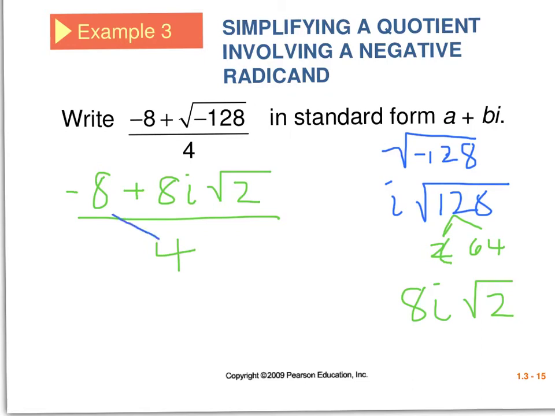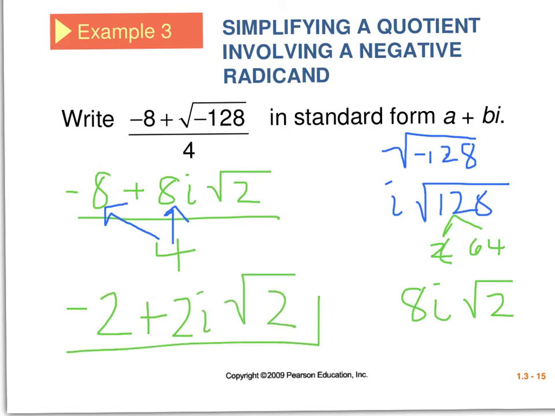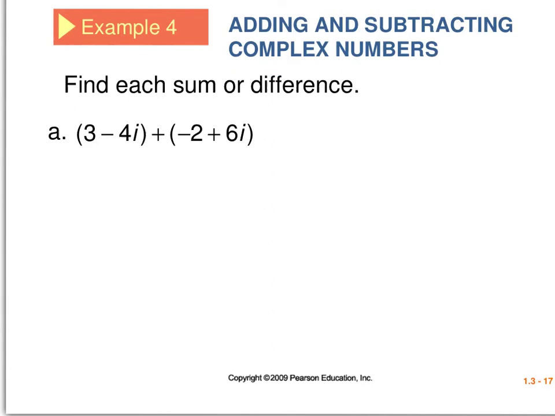And now I'm going to take my 4 and divide it into each part here, but not the radical part. So we're only going to divide it into these two portions. So negative 8 divided by 4 becomes negative 2. And positive 8i divided by 4 becomes positive 2i, and then our root 2. And that is the simplified form of this expression in standard form.